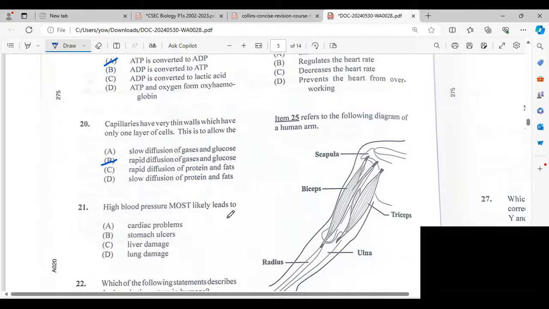Next, 21, high blood pressure most likely leads to heart problems.